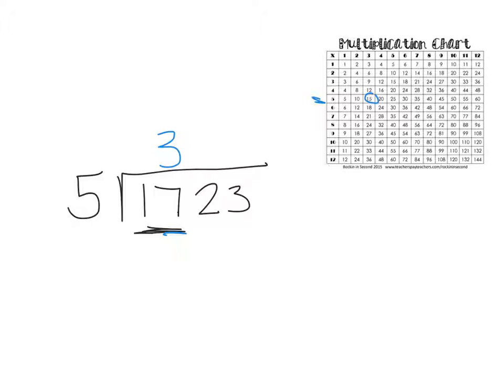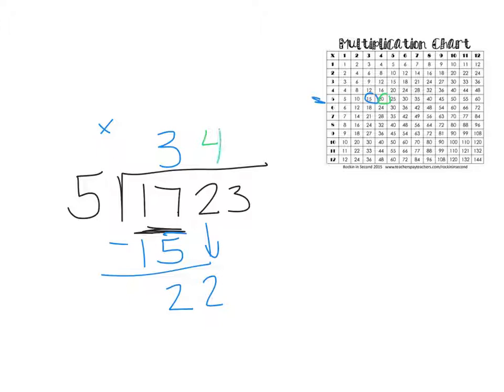So now we think multiplication. 5 times 3 is 15. Now we subtract. 17 minus 15 is 2. Now, can I make 5 groups with only 2? No. So I need to bring down this second 2 here. Now, how many groups of 5 can I make with 22? Well, without going over, I can see here that I can only make 4 groups of 5 out of 22.